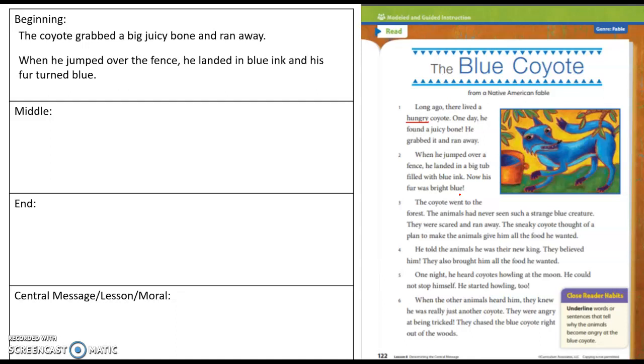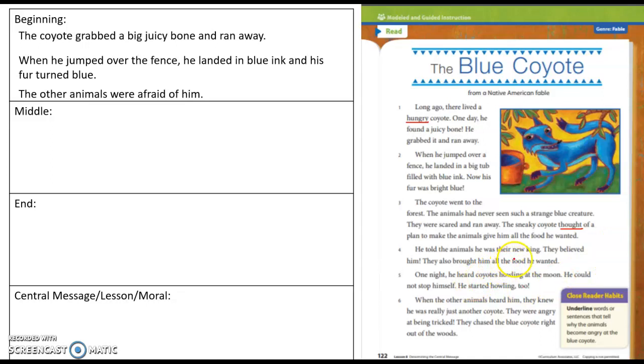Tell somebody in the room what the blue coyote's problem is. Yeah, the other animals were afraid of him. The sneaky coyote thought of a plan to make the animals give him all the food he wanted. So now he's responding to his problem through his thoughts.